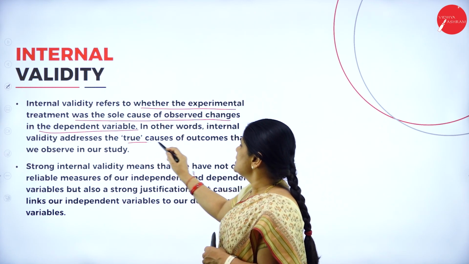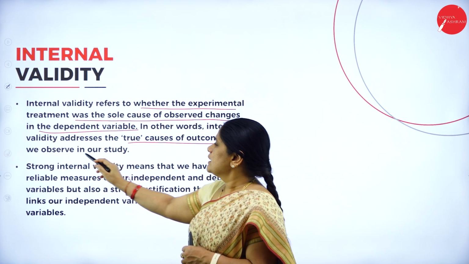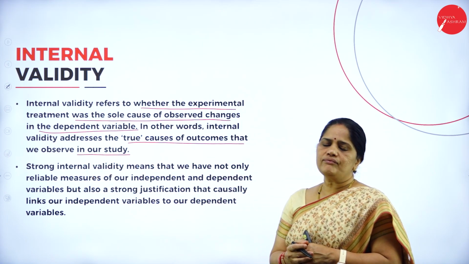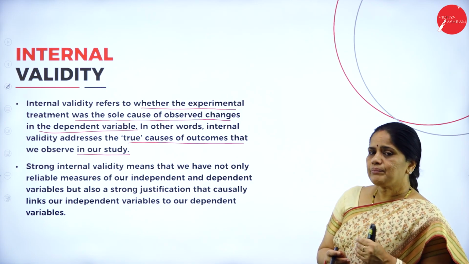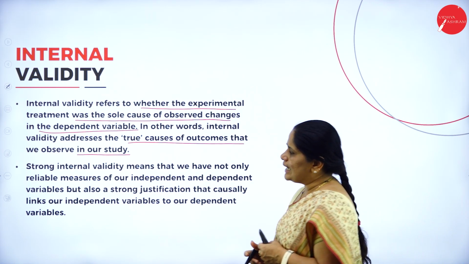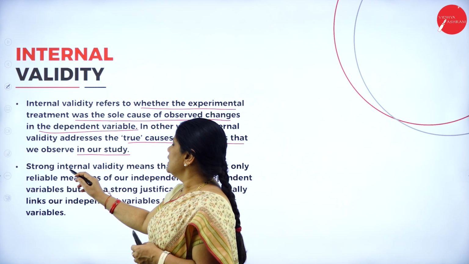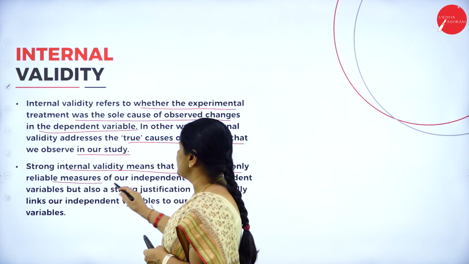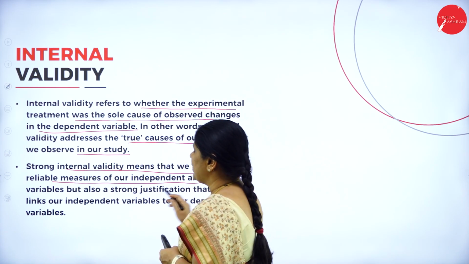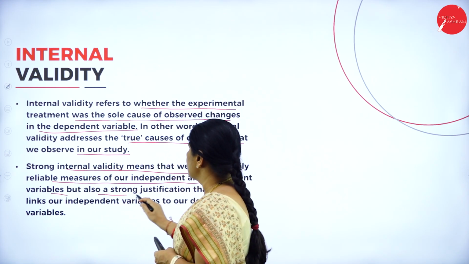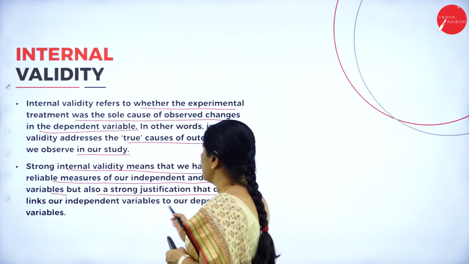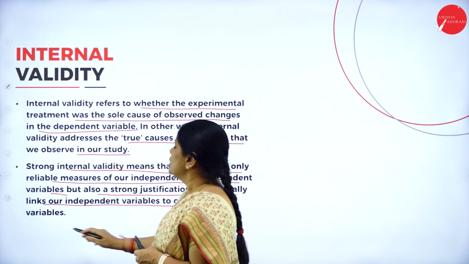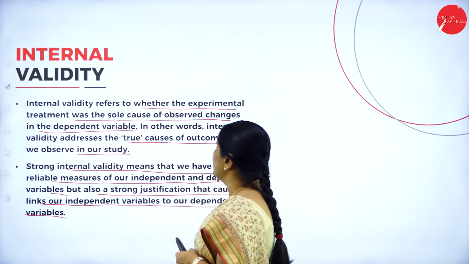It addresses the true causes of outcomes that we observe in the study. So, what is the outcome we have observed? That becomes the internal validity. Strong internal validity means we have not only reliable measures of our independent and dependent variables, but also strong justification that causally links our independent variables to our dependent variables.